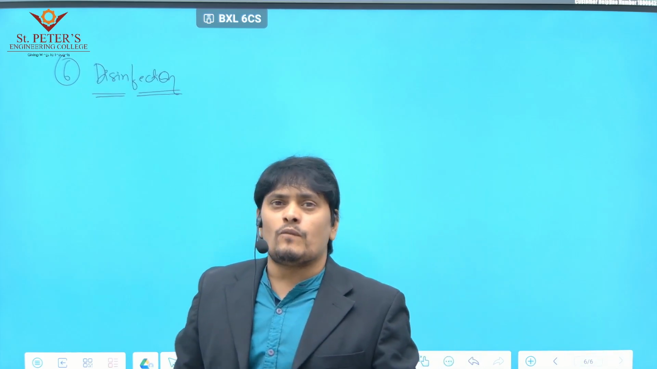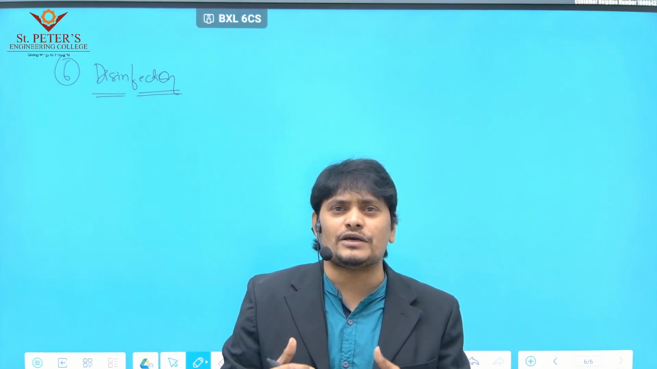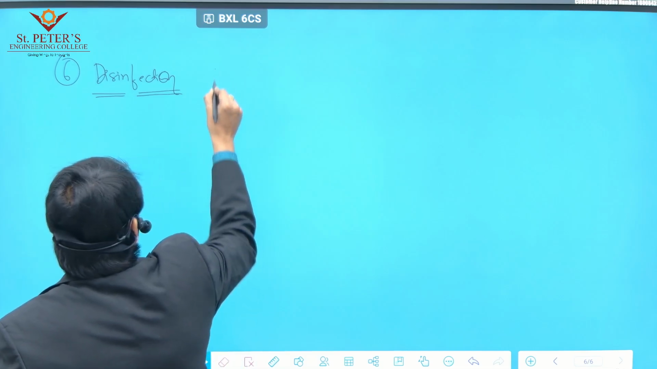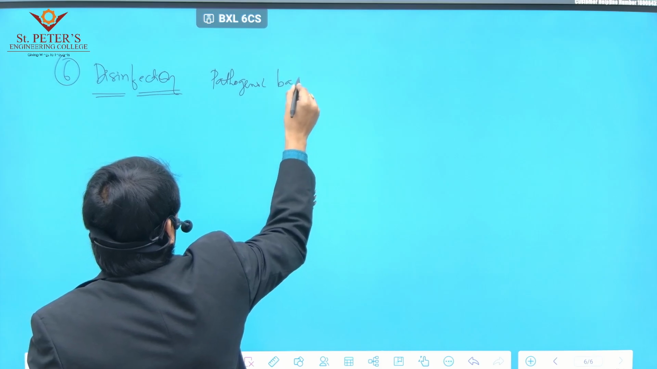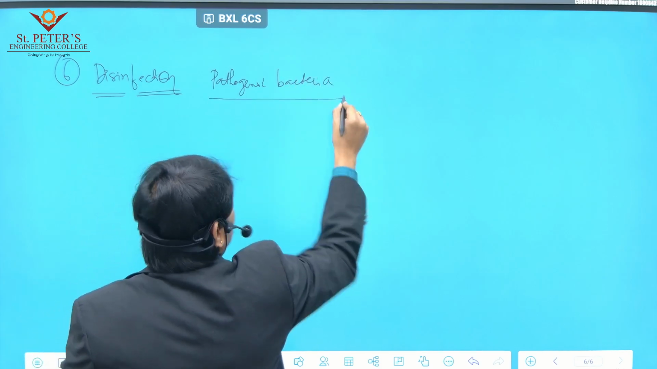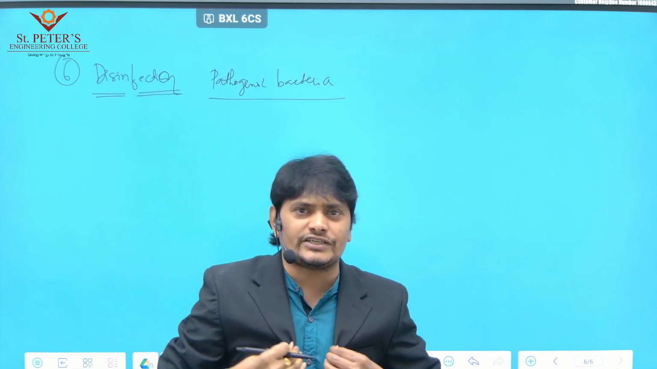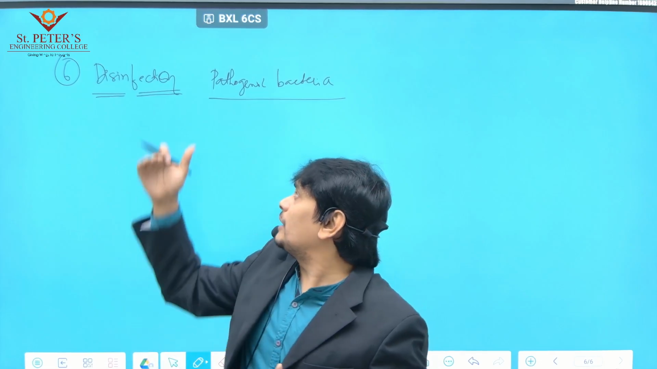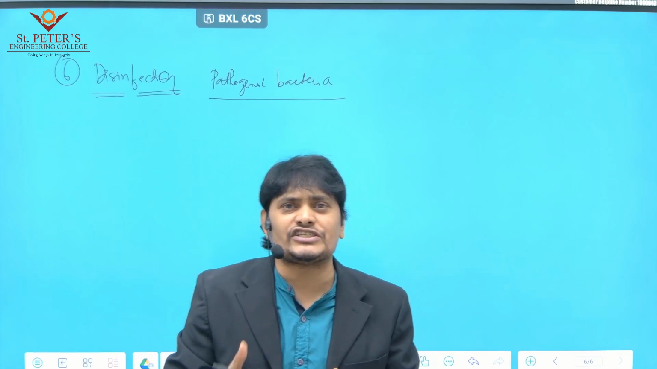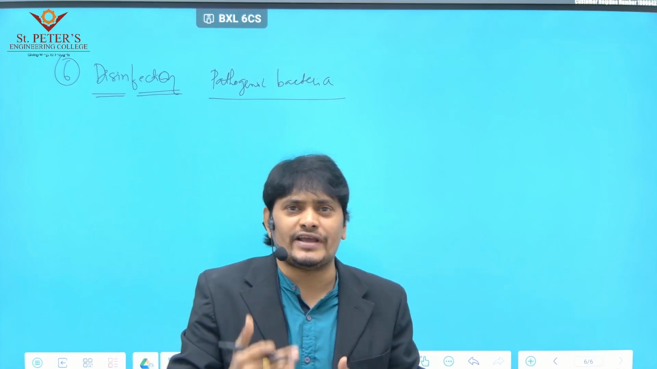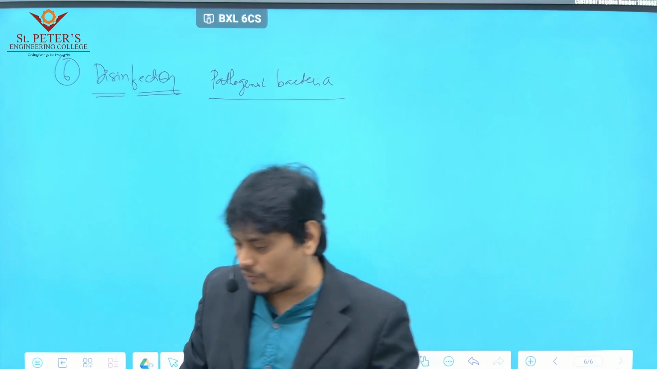Right. Now what is disinfection? Disinfection is the process of killing the pathogenic bacteria present in the water. Now what do you mean by pathogenic bacteria? Pathogenic bacteria means the bacteria which are responsible for diseases. The process of killing these pathogenic bacteria is called disinfection. And disinfection can be carried out in three ways. The first is ozonization, the second is chlorination, and the third is the addition of bleaching powder. Now let us see one by one.